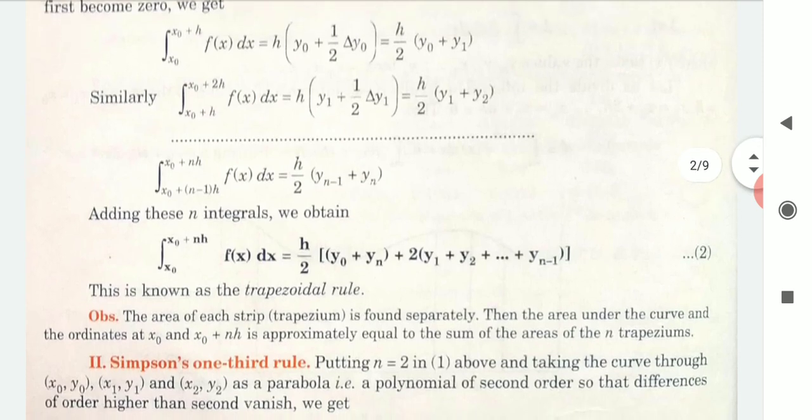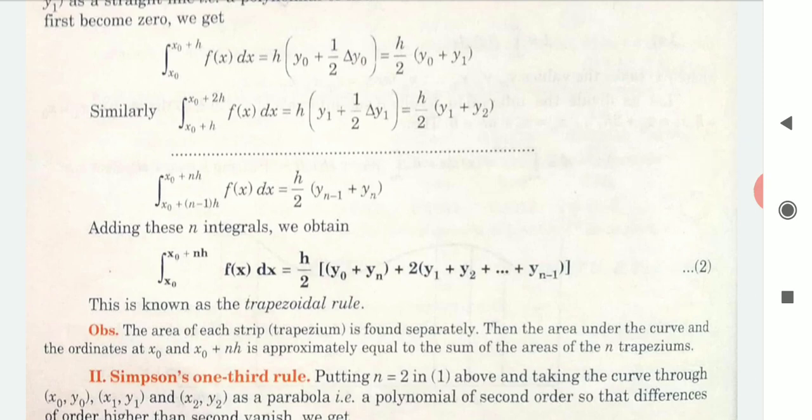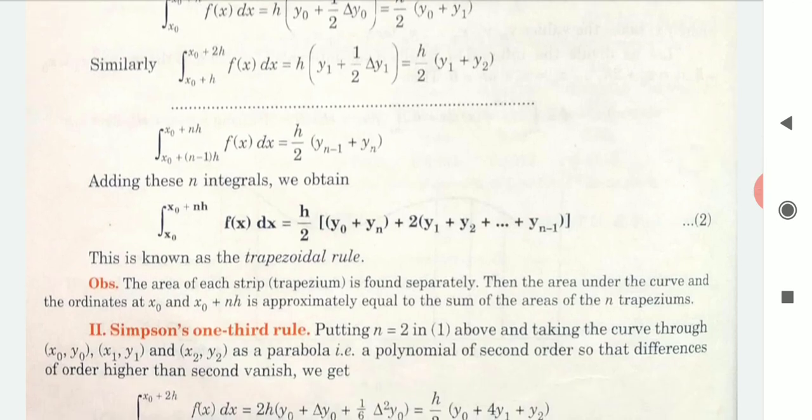Okay, on the left hand side we can see there is a continuity. Integral 1 is ending on x0 plus h, integral 2 is starting from x0 plus h, and so on. So integration x0 to x0 plus nh will account for the total area under the curve y is equals to f of x, and it is given by h by 2 into whole into y naught plus yn, that means sum of first function value and last function value, plus 2 times y1, y2 and so on up to yn minus 1. This is what the trapezoidal rule is. This is known as the trapezoidal rule.